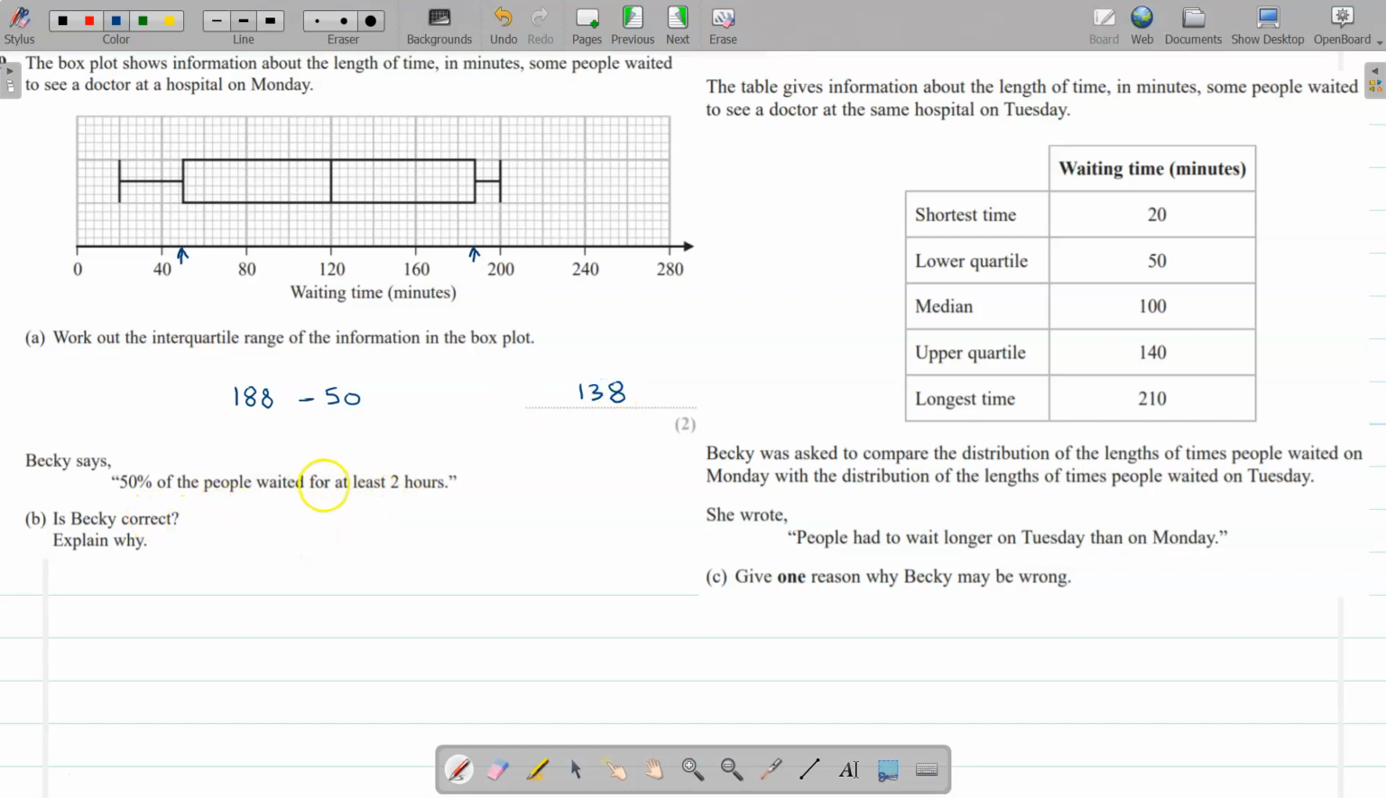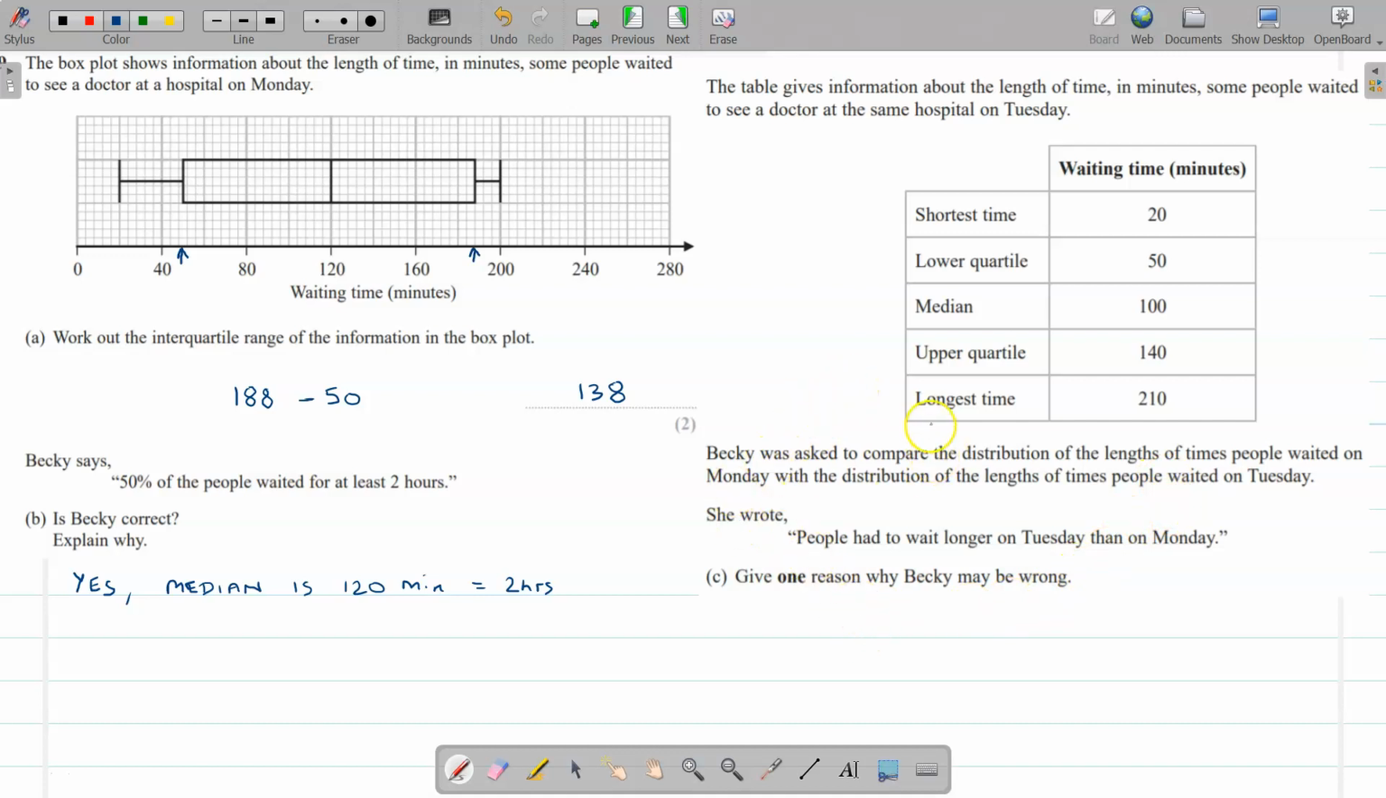Okay, Becky says 50% of the people waited for at least 2 hours. Is she correct? Well, you've got to answer the question first, yes or no. So the answer is yes, she is correct, because the median, which is halfway through the data, is 120 minutes, which is equal to 2 hours. And that's the reason. That's the best reason to give, the most obvious one.